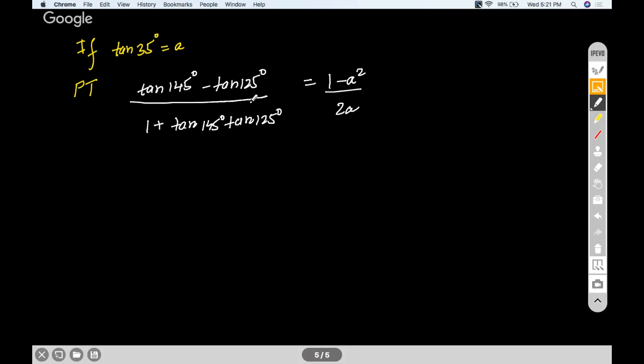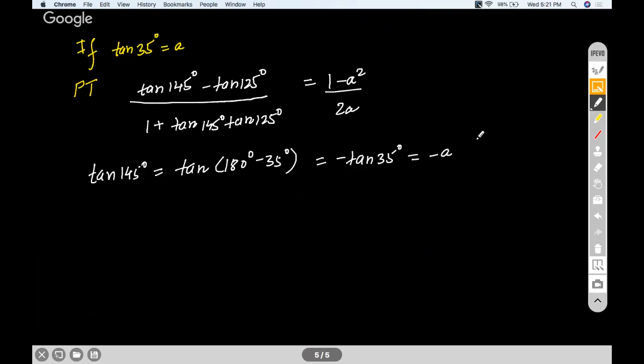All right, so let's discuss this now. We can write tan 145 degrees as tan of 180 degrees minus 35 degrees. And we all know that tan 180 minus theta is minus tan theta, so it is minus tan 35 degrees, which is negative A.